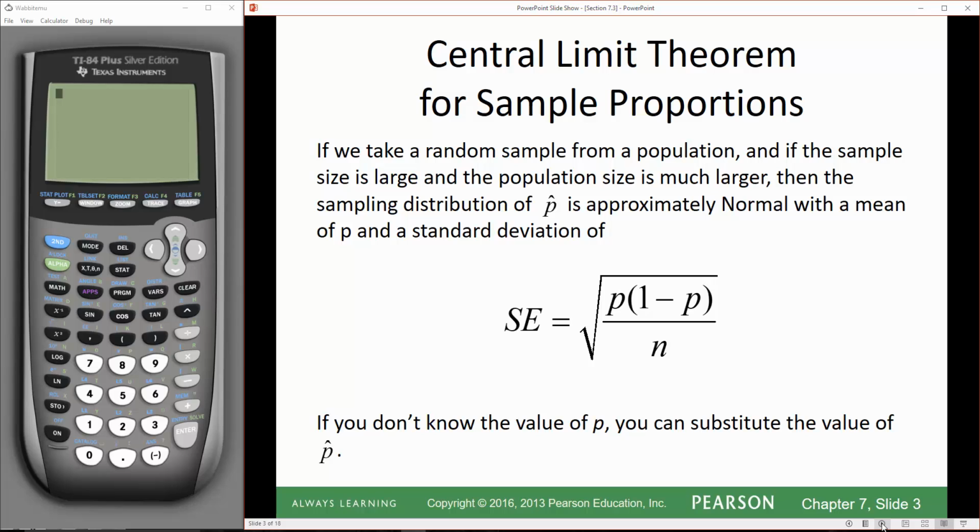So if we take a random sample from a population, and if the sample is large enough, and if the population size is much larger, then the sampling distribution of p hat is approximately normal with a mean of p and a standard deviation of the standard error. If we don't know the value of p, we can substitute in the value of p hat to get a close estimate. So my mean is going to be p, and my standard deviation is the standard error, which we looked at in last section.